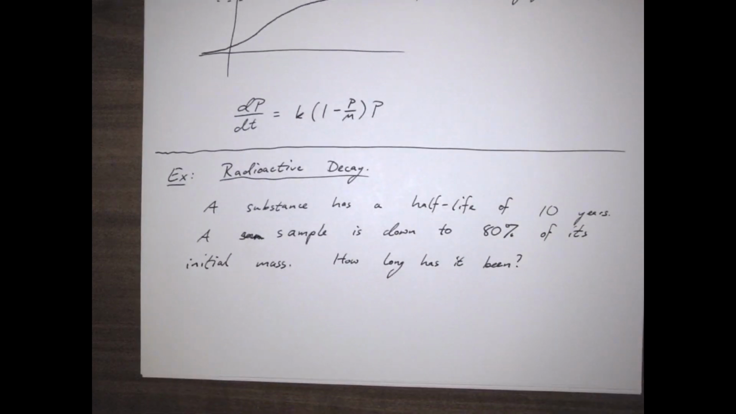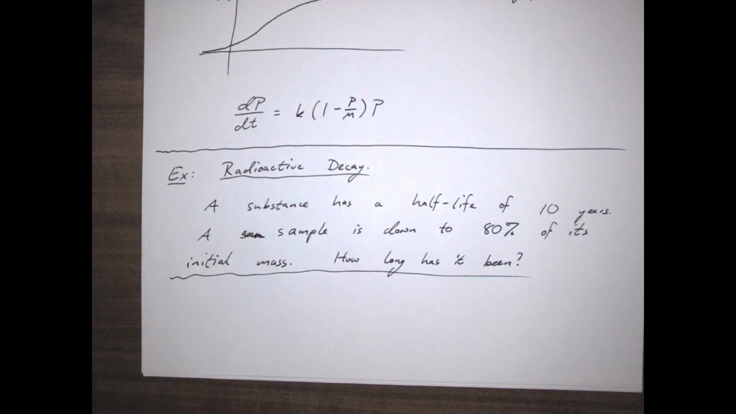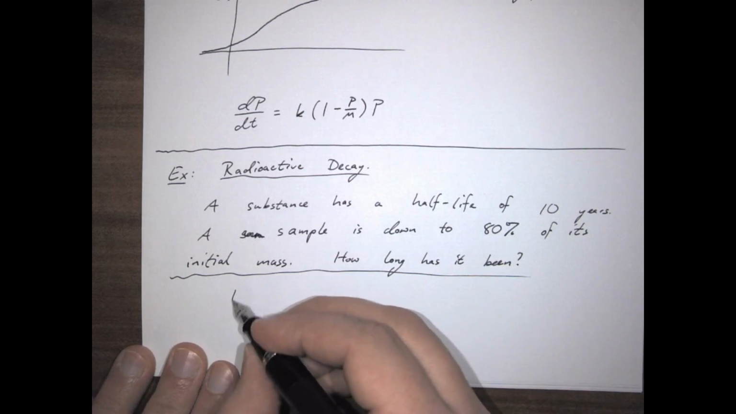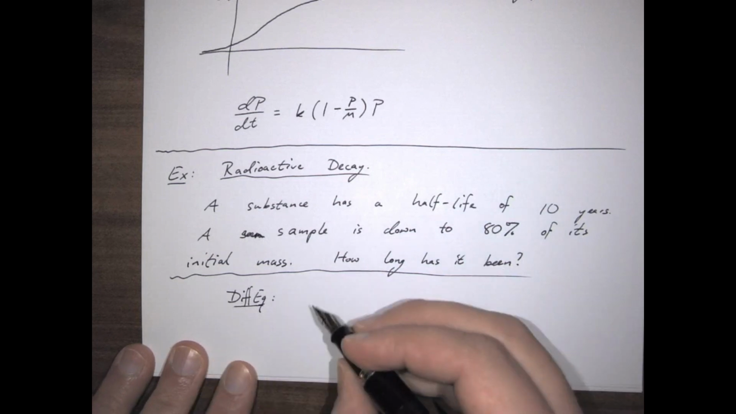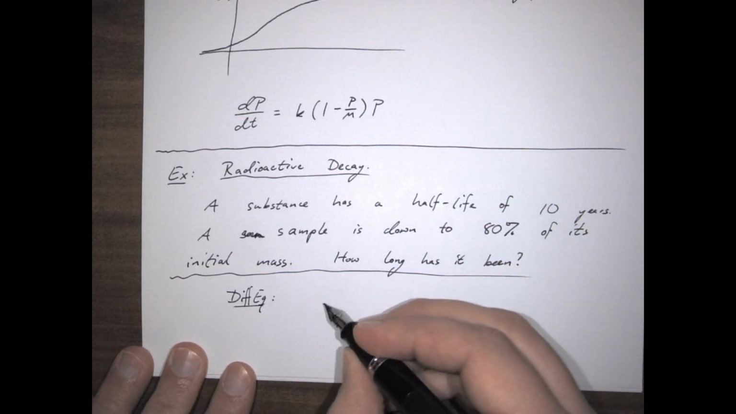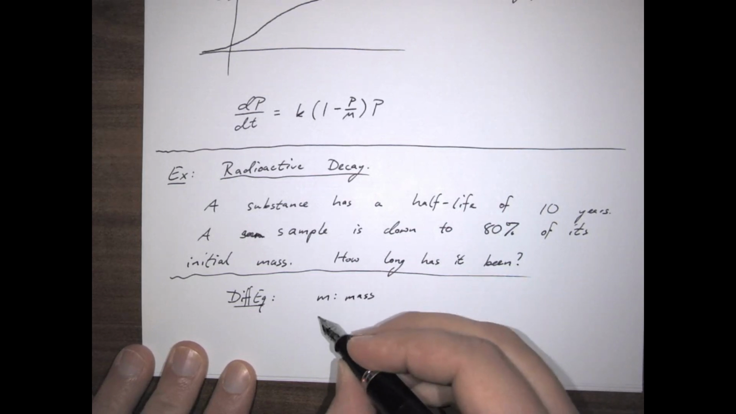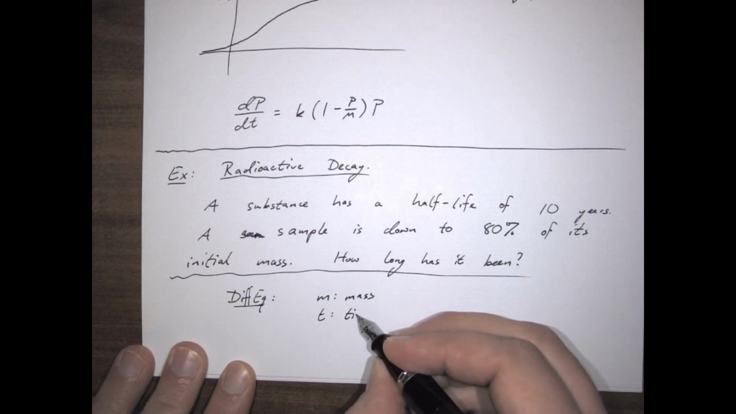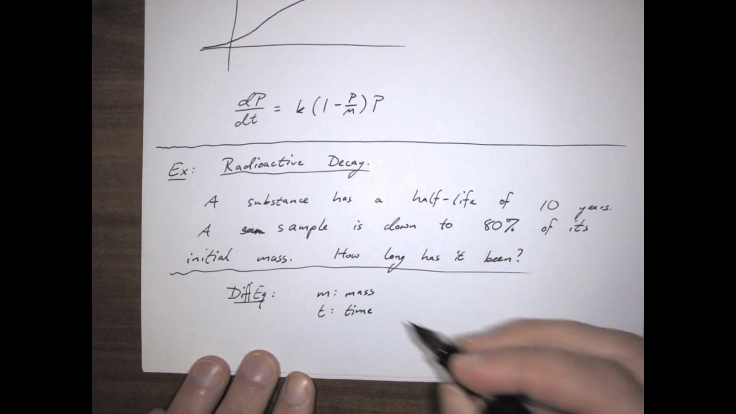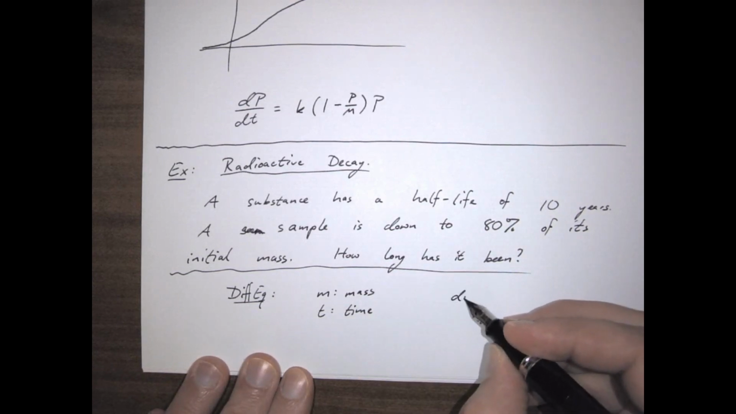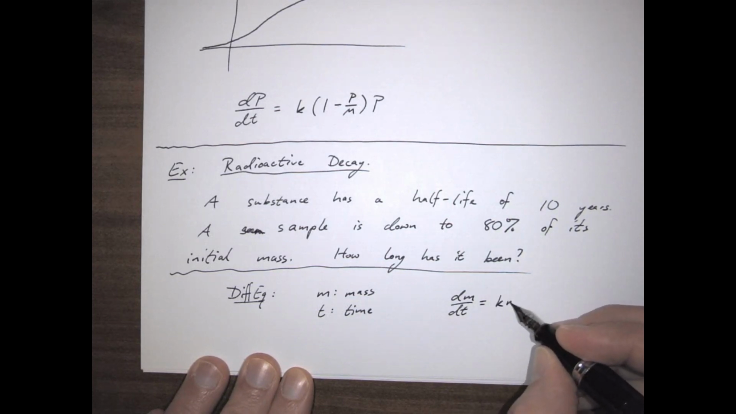Okay, so now let's try to formulate this in terms of a differential equation. So the differential equation. Let's just say m for mass and t for time. So this is a case of decay, of uninhibited decay. So dm/dt is equal to km.